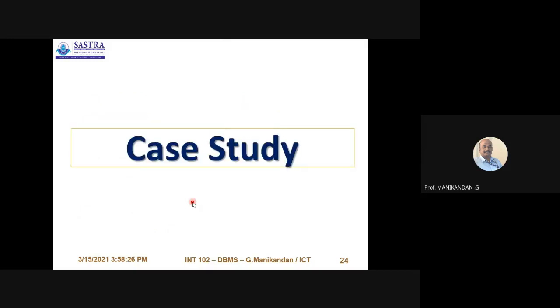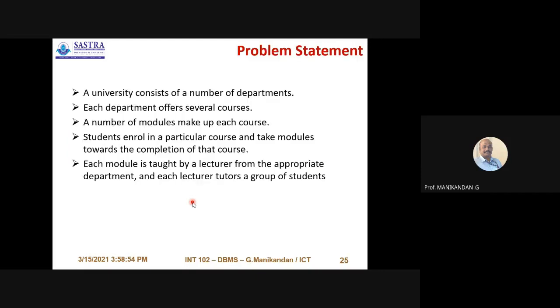Next, we will take another simple example. Consider this problem statement. A university consists of a number of departments. Each department offers several courses. A number of modules makes up each course. Students enroll in a particular course and take modules towards the completion of that course. Each module is taught by a lecturer from the appropriate department, and each lecturer tutors a group of students. For this problem statement, you need to generate an ER diagram.